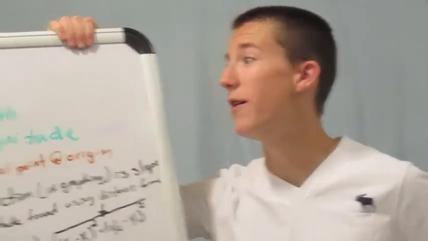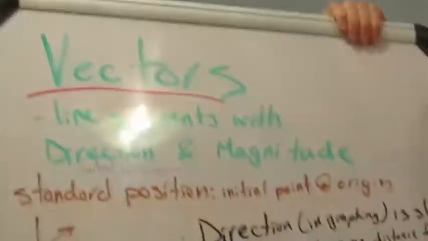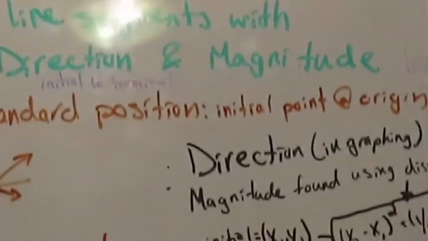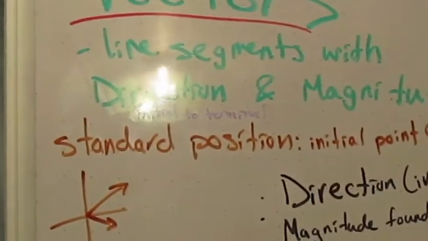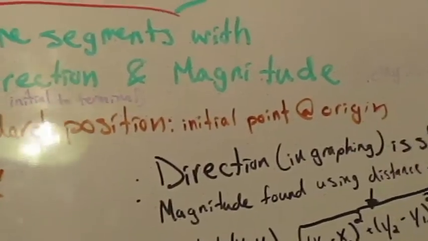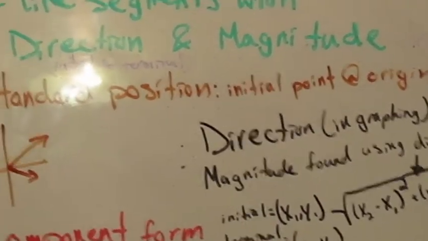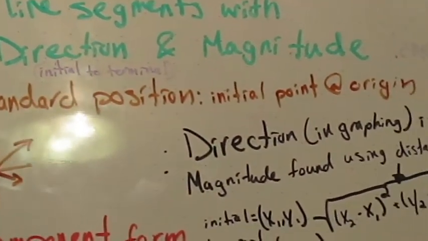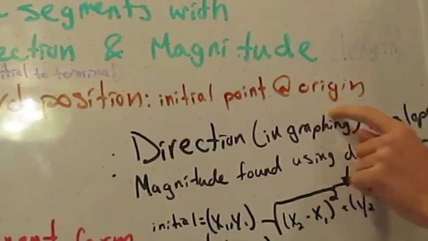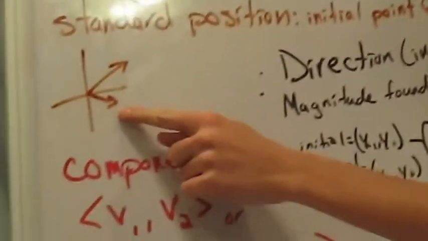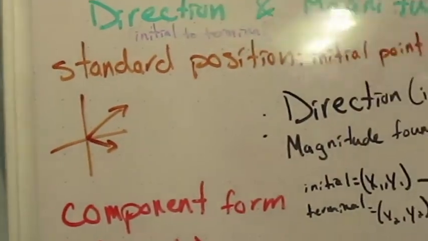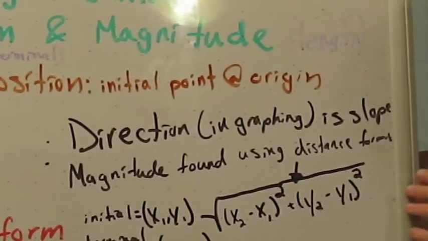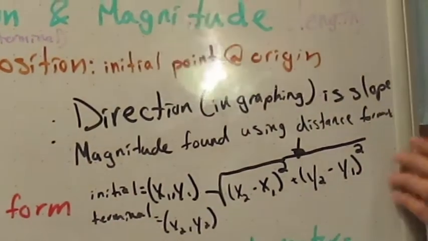Alright, so here we have vectors. Vectors are simply line segments with direction and magnitude. Direction is the direction from the initial point to the terminal point, and the magnitude is basically the length. A vector in standard position has its initial point at the origin, like these. Now, the direction of a vector in graphing especially is slope, so that's pretty easy to remember.